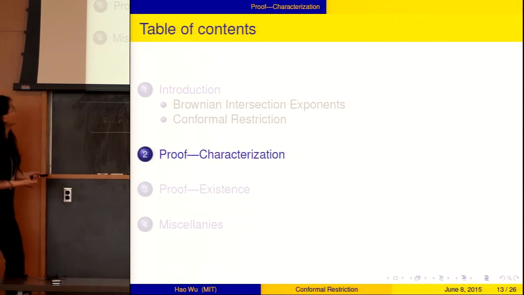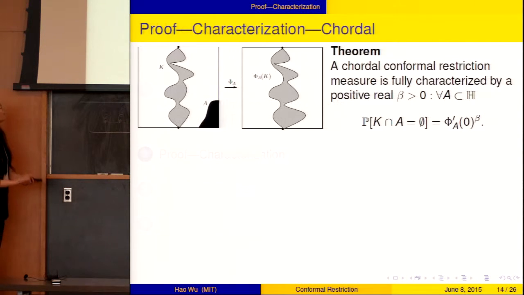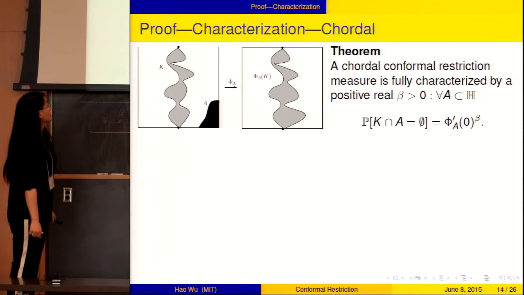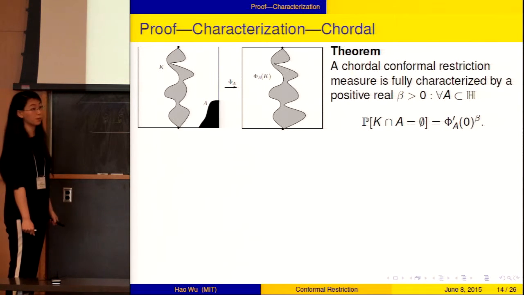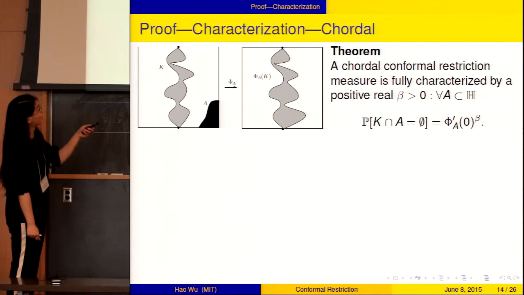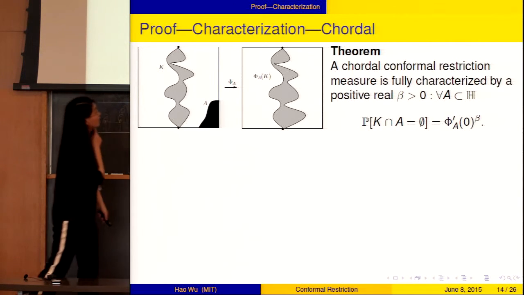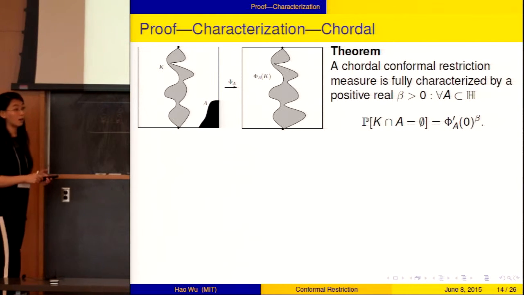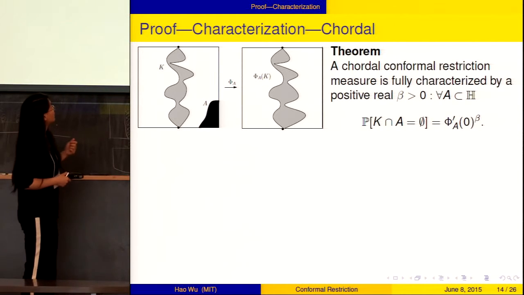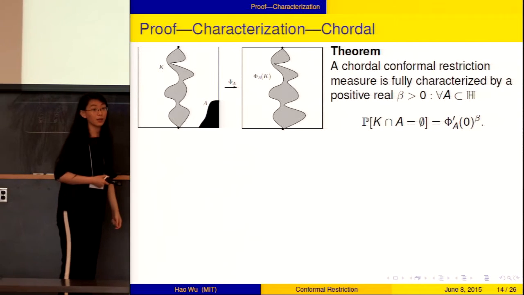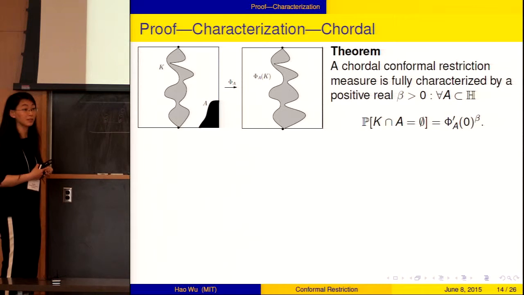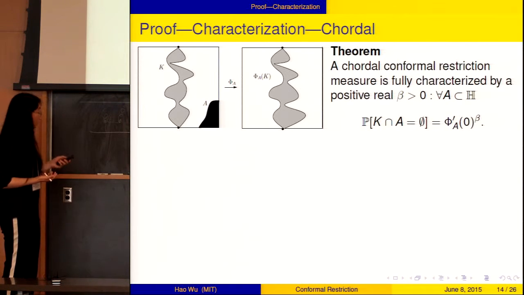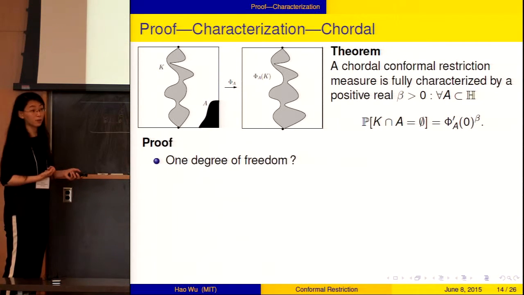So first, we talk about the proof of the characterization part. So this is the Chordal case. In the Chordal case, the characterization part of the statement says: a Chordal conformal restriction measure is fully characterized by one positive real number, beta. And the beta is related to this random set in this way. So first of all, if we have a random set K, and it satisfies this relation, we can easily check that it does satisfy scaling invariance and the restriction property. So the only question is, why is there only one degree of freedom?